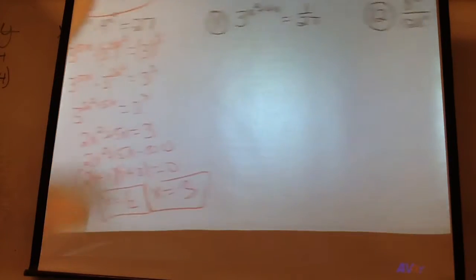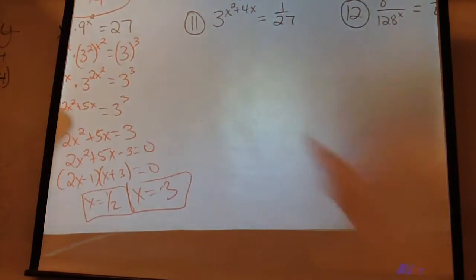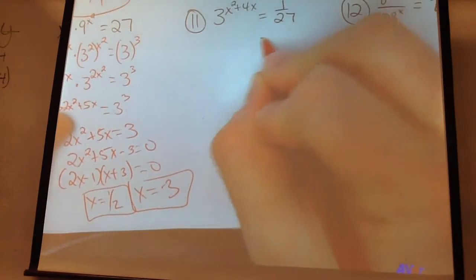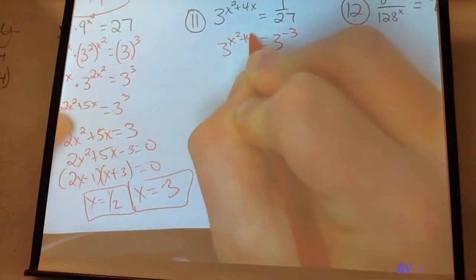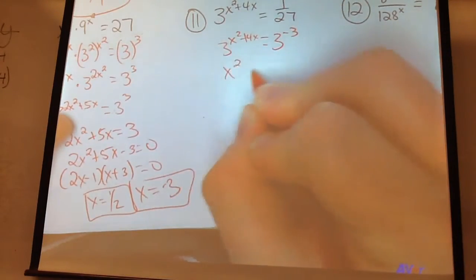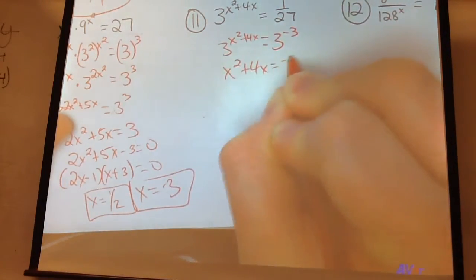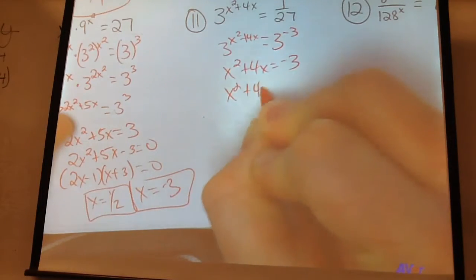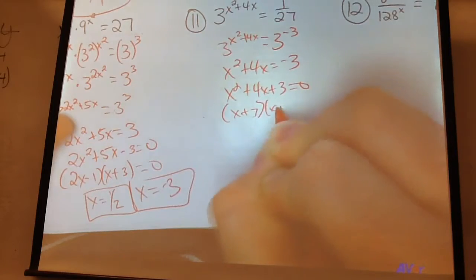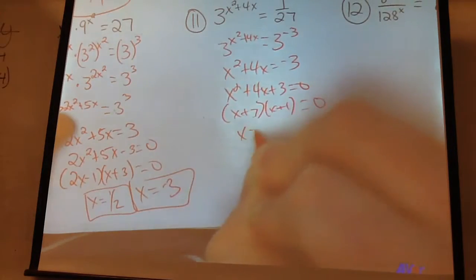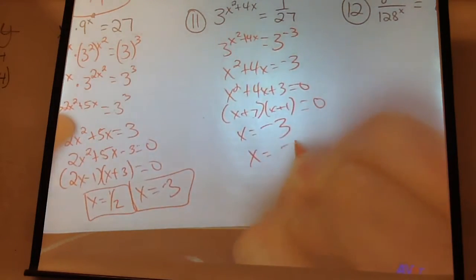Wow, look at this. Something we actually understand. Let's see, that's 3 to the negative third. Well, that one was easy, because now it's already ready. 4x squared plus 4x equals negative 3, so x squared plus 4x plus 3 equals 0. So x plus 3, x plus 1, x equals negative 3, x equals negative 1.